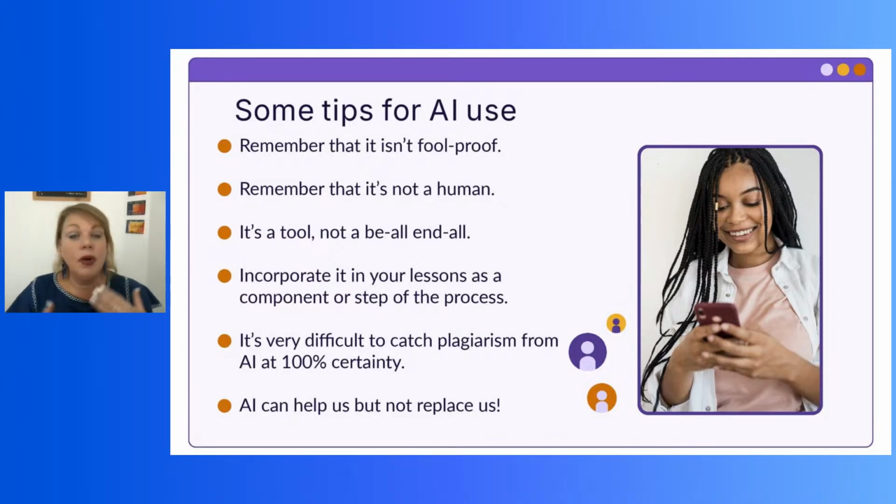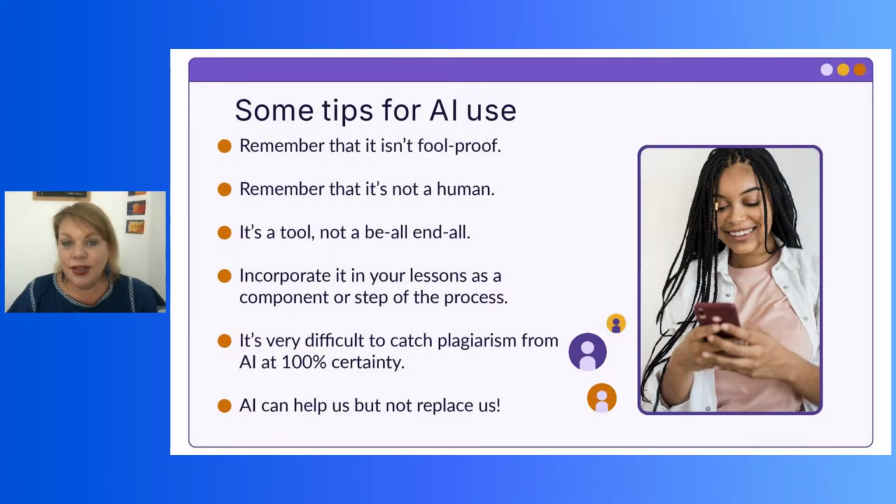In order to get the most out of AI, we need to be smart about how we interact with it. So it's not that AI is going to magically improve your English for you or magically plan all of your classes and do everything for you. That's not how it works, right? So we can use it as a support, but we can't use it as the ultimate tool to do everything for us, right? Incorporate it in your lessons as a component or step of the process.